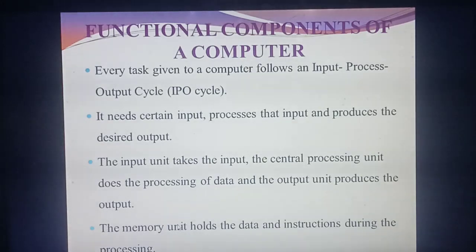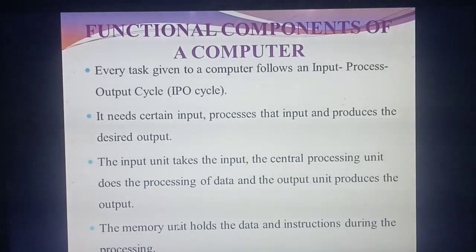Understood? Okay. So the computer works based on which cycle? IPO cycle. What do you mean by IPO? Input, process, output cycle. You need to give the input. Then after giving the input, it will process the data. After processing the data, you will get the proper output.